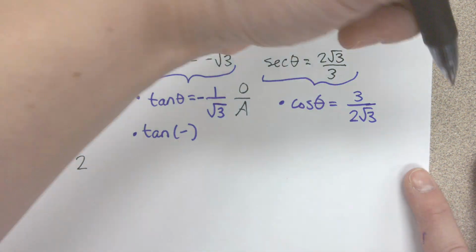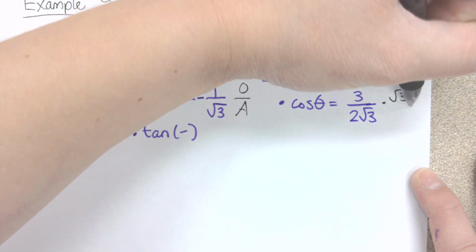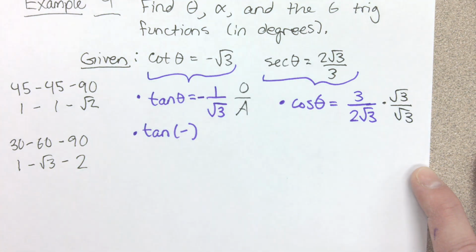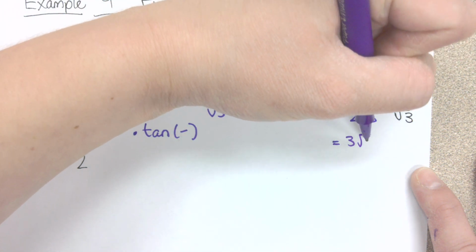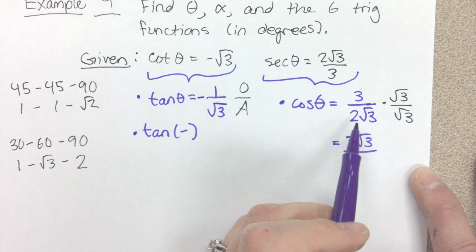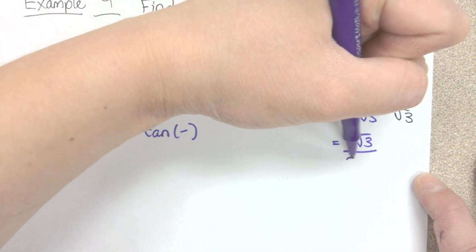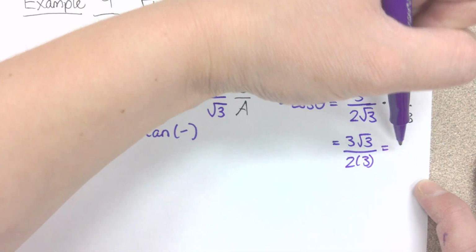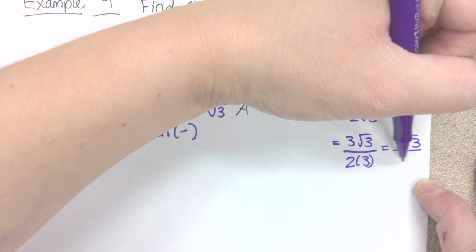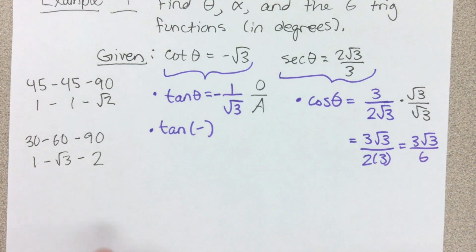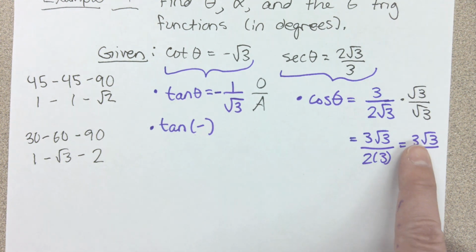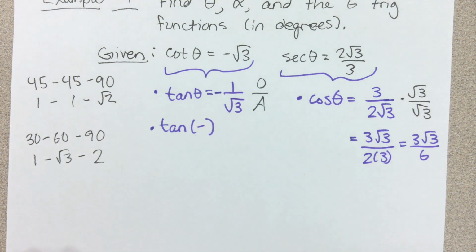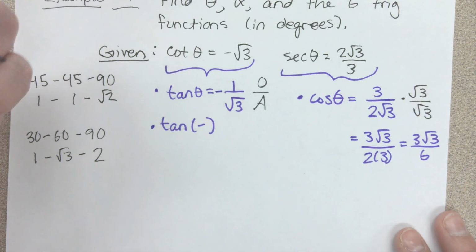So I'm going to multiply by rad 3 over rad 3. That's going to give me 3 rad 3 over, this becomes 2 times 3, so 3 rad 3 over 6. Still doesn't match one of these yet. Notice we can now reduce this to just rad 3 over 2. That will be helpful information.